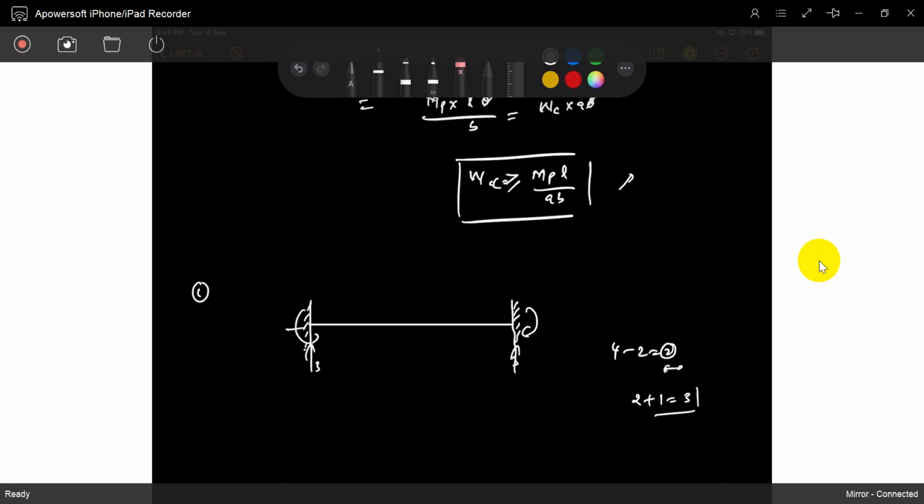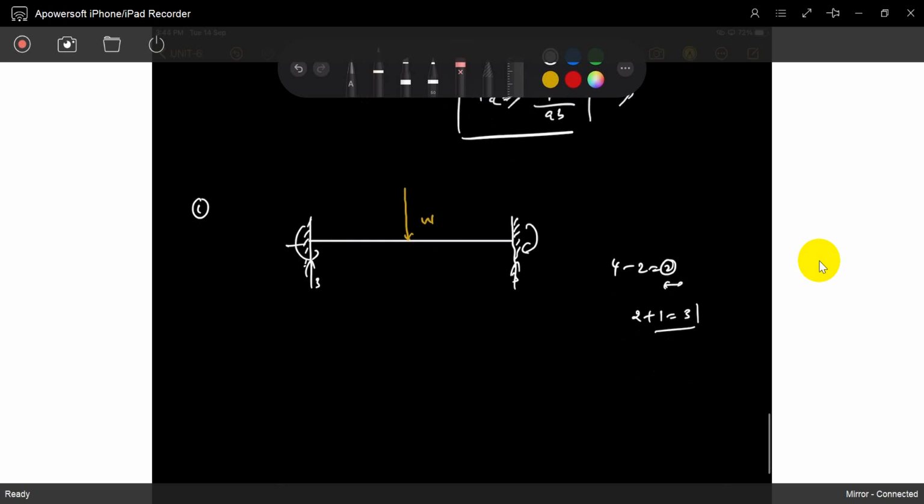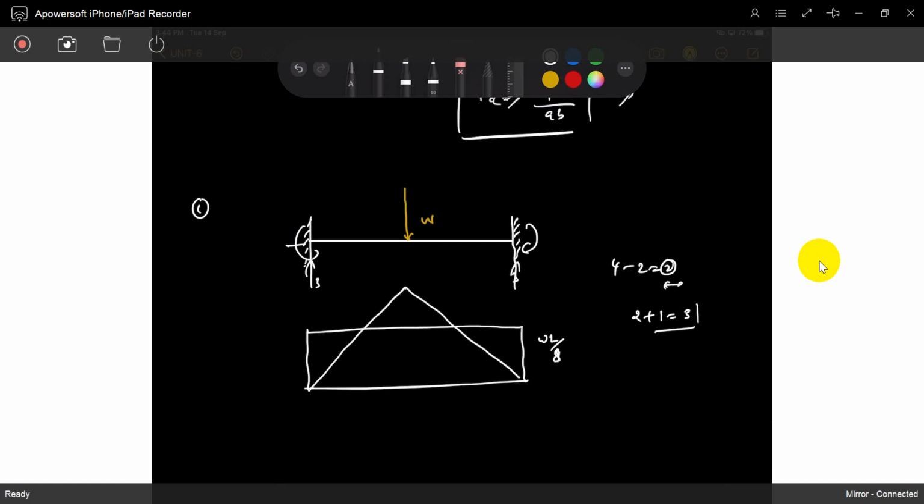Got the point? Now I applied a load at center. So you already know what the bending moment diagram is. These are the fixed end moments. This is WL by 8, fixed end moments, not WL by 4. So this is negative, this is positive. This is WL by 8, this is also WL by 8. You already know it. So this is the bending moment diagram.